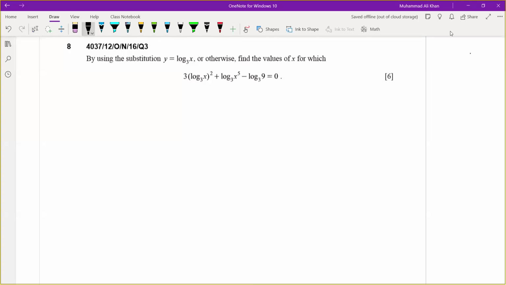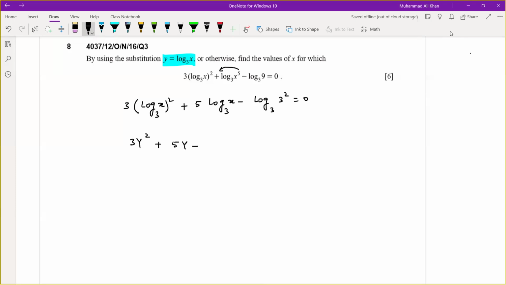Okay, students, now question number 8 is a question of log. What we have to do, we have again a substitution given. Log 3x we have to write as y. So now, first I have to arrange all the things. This is log 3x whole squared plus, the power 5 I will bring first, so it will be 5 log 3x minus log 3, 9 I can write as 3 squared, equal to 0. Now I am replacing log 3x with y, so it will be 3y squared plus 5y minus.